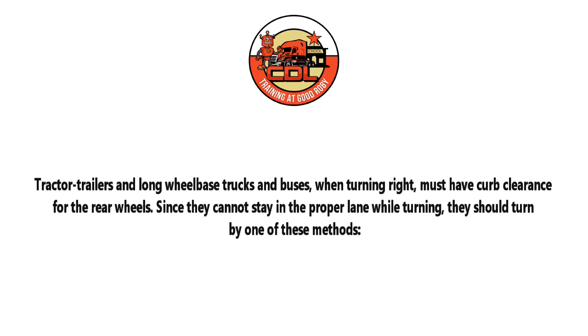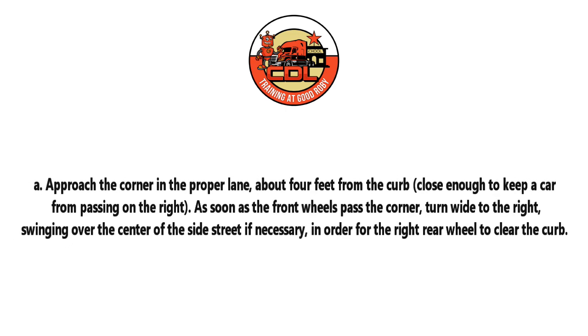Tractor trailers and long-wheelbase trucks and buses, when turning right, must have curb clearance for the rear wheels. Since they cannot stay in the proper lane while turning, they should turn by one of these methods. Approach the corner in the proper lane, about 4 feet from the curb, close enough to keep a car from passing on the right. As soon as the front wheels pass the corner, turn wide to the right, swinging over the center of the side street if necessary, in order for the right rear wheel to clear the curb.